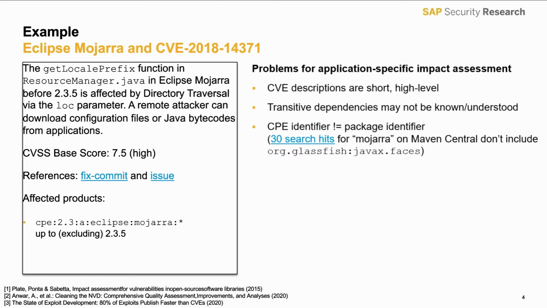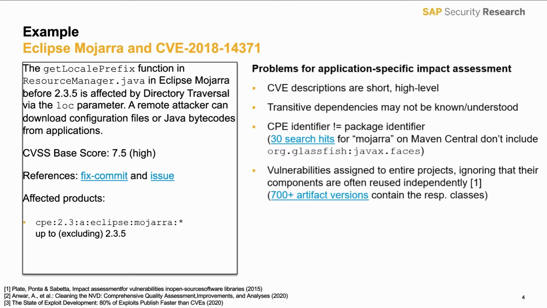So they refer to jars and not to the project as a whole, not to CPEs. Also related to this problem of granularity is the fact that vulnerabilities are assigned to entire projects, but developers might include subcomponents. So when using CVEs for vulnerability assessment, one would very frequently have false positives.